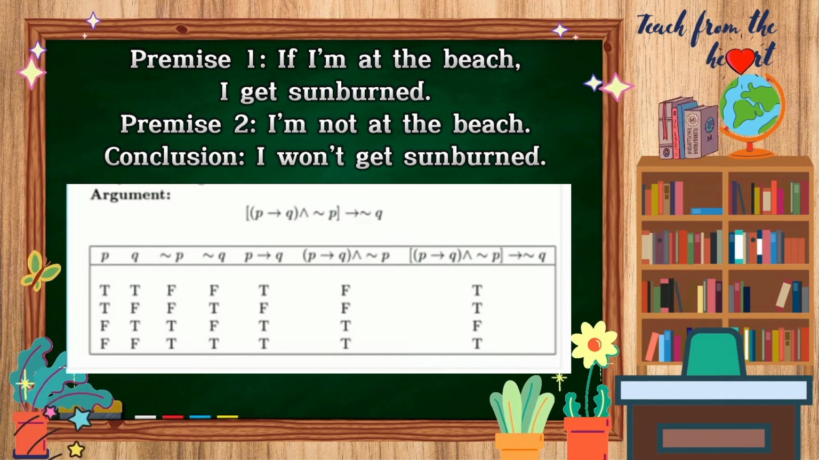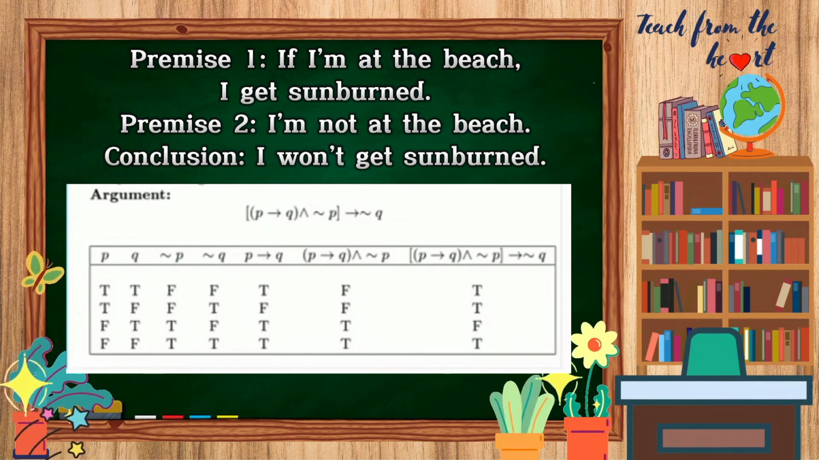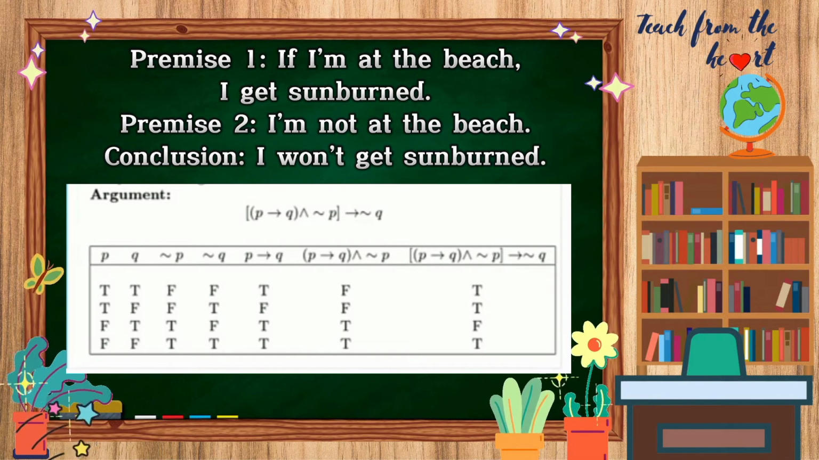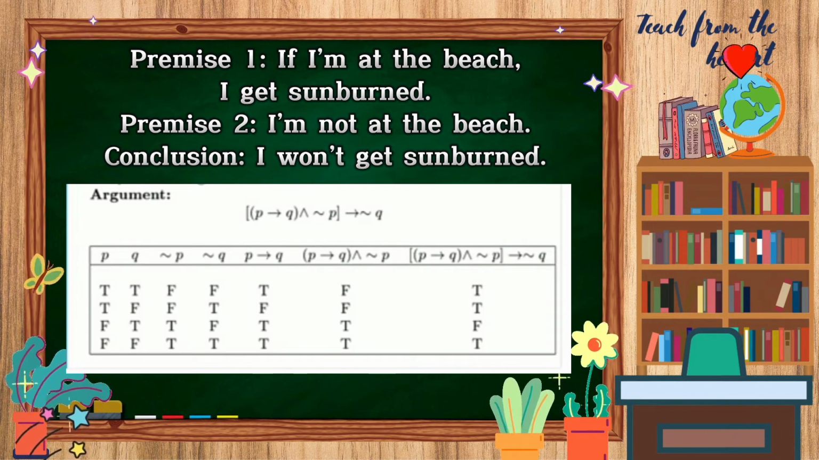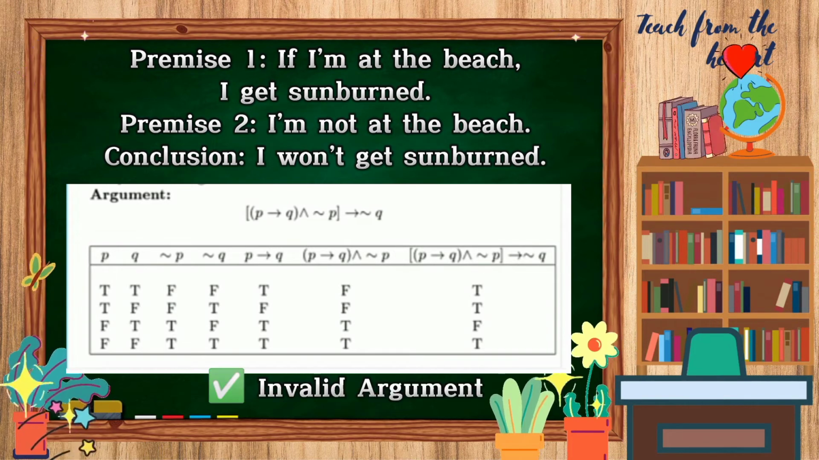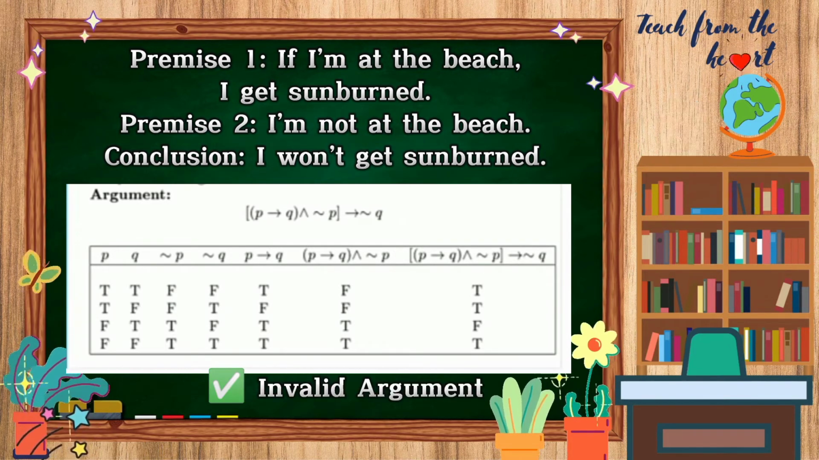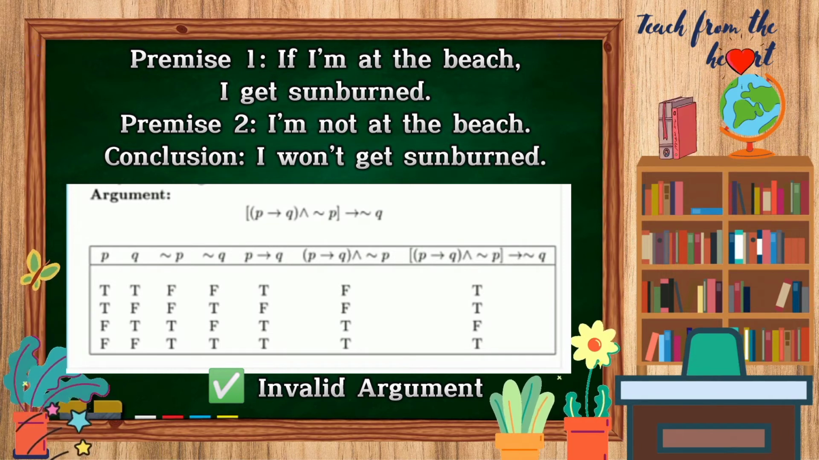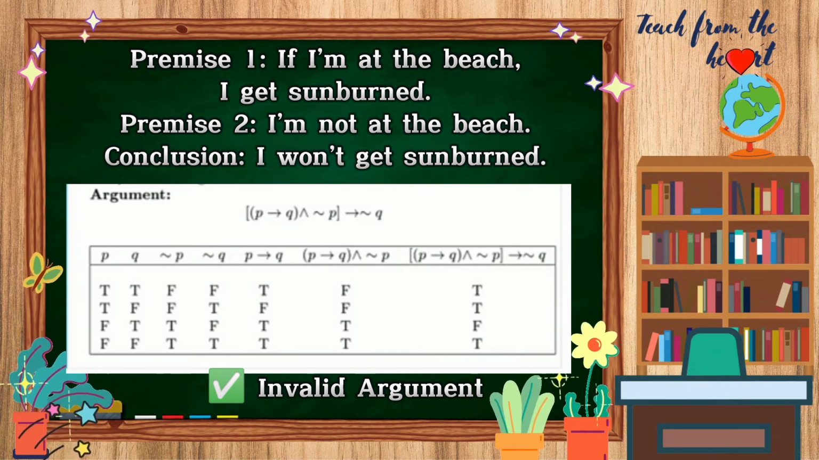Next, we have premise 1, premise 2 and the conclusion. Premise 1: if I'm at the beach, I get sunburned. Premise 2: I'm not at the beach. The conclusion: I won't get sunburned. Again, if you look at the truth table, you will determine that this is an invalid argument. Why? Because this is not a tautology. This is called the fallacy of the inverse, where we have a statement like P implies Q.